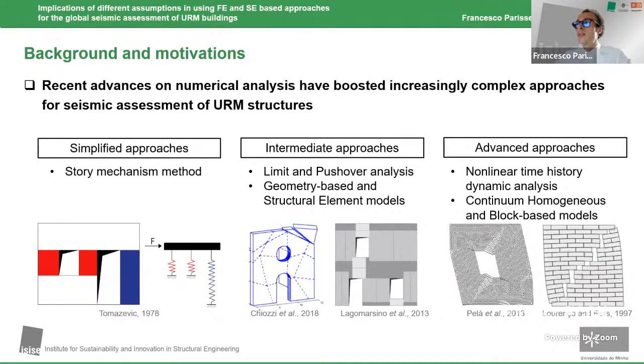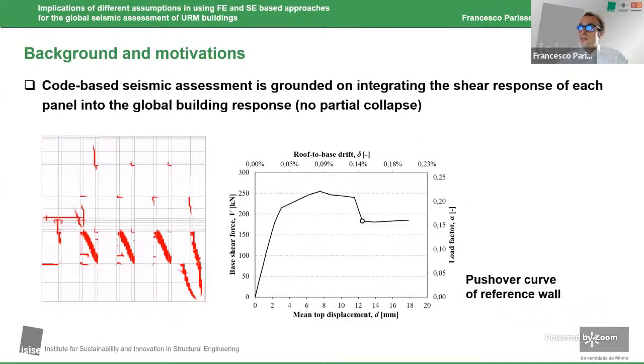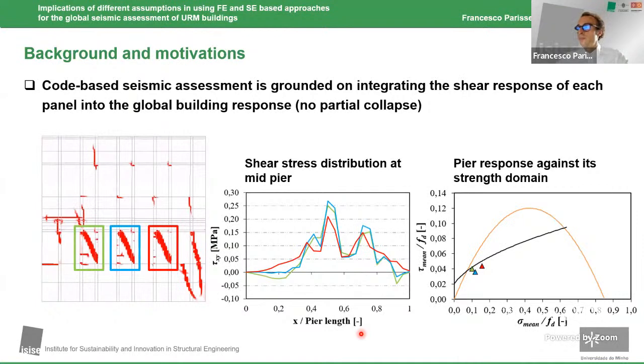as we already saw in the beginning of this presentation, in the last decades, increasingly complex approaches have been developed and incorporated in commercial software for the seismic assessment of URM structures. But regardless of the adopted approaches, the code-based assessment is grounded on integrating the shear response of each panel into the global building response, if there is no partial collapse of the structure. And so from a reference pushover curve of a wall, we are always able to get the shear stress distribution, for example, in some piers of our wall, and compare the pier response at failure against its strength domain.